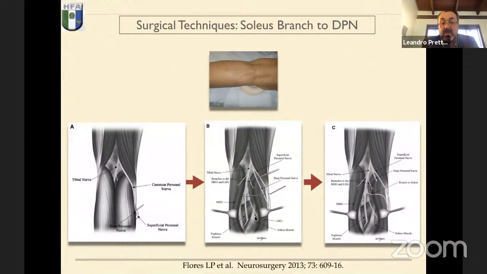The branch to the soleus is transferred to the deep peroneal nerve after an intraneural dissection of the deep peroneal nerve from the superficial peroneal nerve into the common shelf of the common peroneal nerve. And then the deep peroneal nerve is transposed in direction to the soleus branch, allowing a direct and tensionless suture.